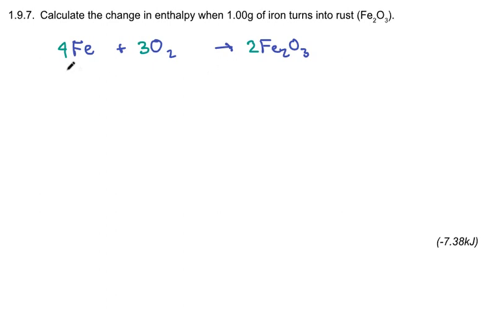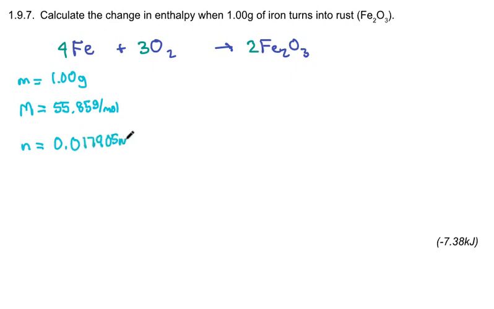They said we're starting with exactly 1 gram of iron. That's our mass, of course. The molar mass for iron is 55.85. And so our number of moles is 1 divided by 55.85, 0.017905 moles.